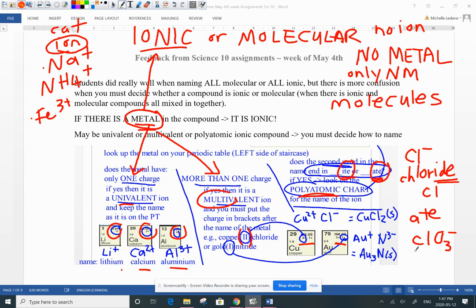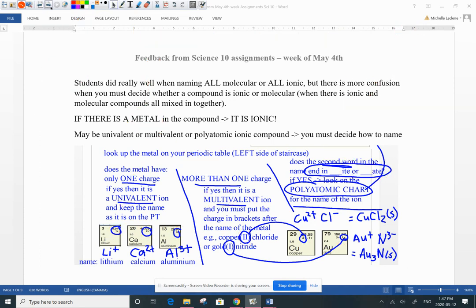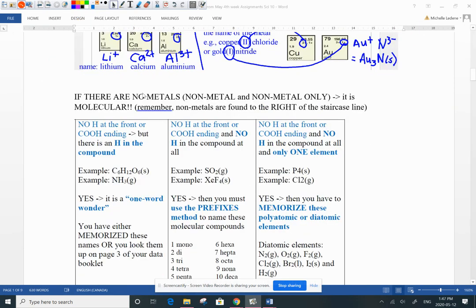ClO3 negative. Chlorite, totally different guy, ClO2 negative. So it's the number of oxygens that are going to be different. And that's why the ending is ATE or ITE or IDE. Okay, so pay attention. Careful reading for you guys. Okay, what else to talk about?